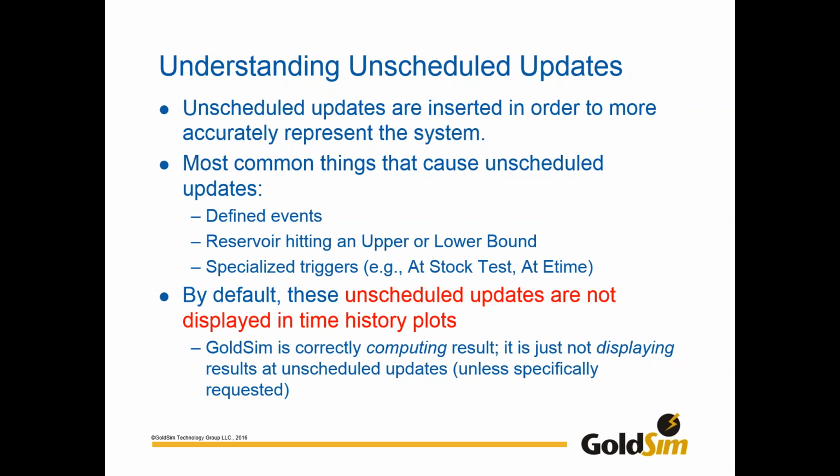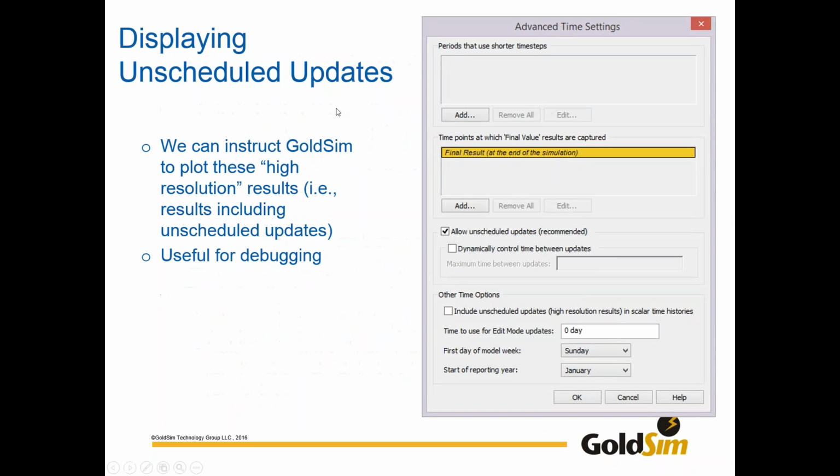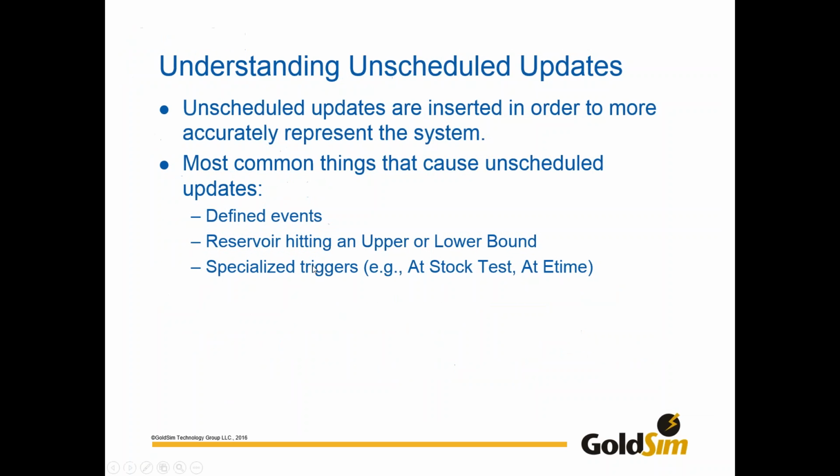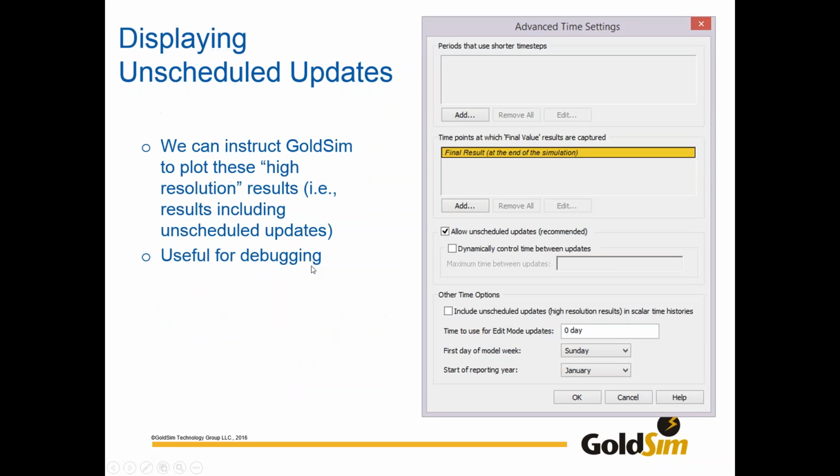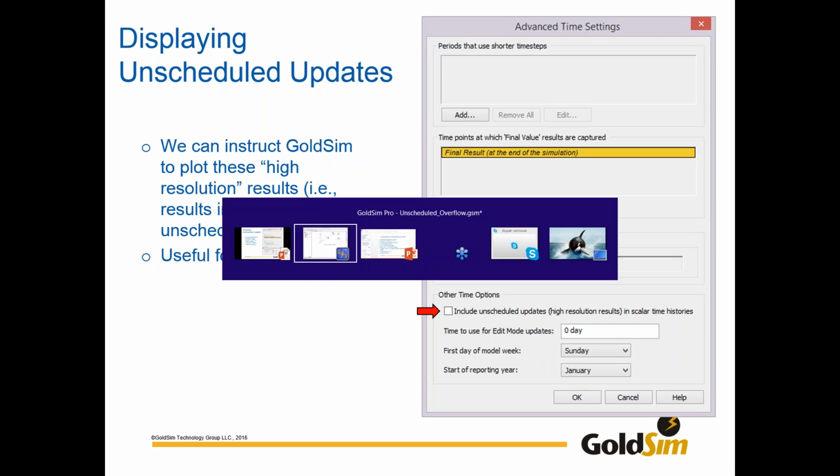Now, to really understand unscheduled updates, what you want to do is be able to display them, and we can tell GoldSim to display unscheduled updates, and that's what I'm going to do here. Basically, if you go into the advanced time settings in GoldSim, you can just tell GoldSim to include unscheduled updates in your results. So let me show you a few examples so you understand how these unscheduled updates work.